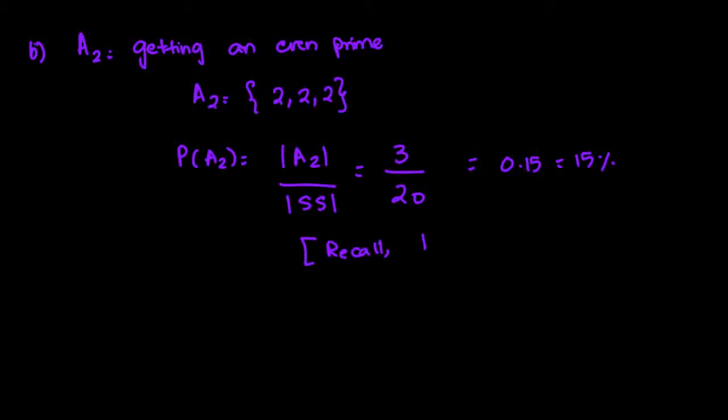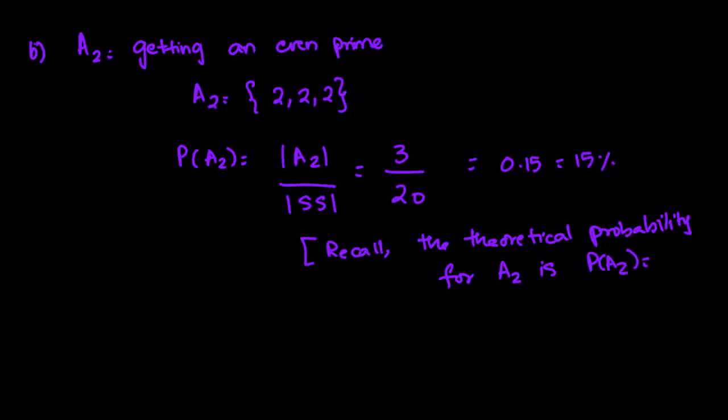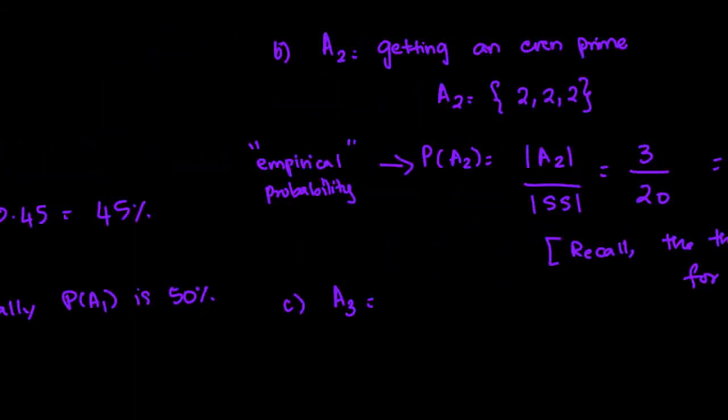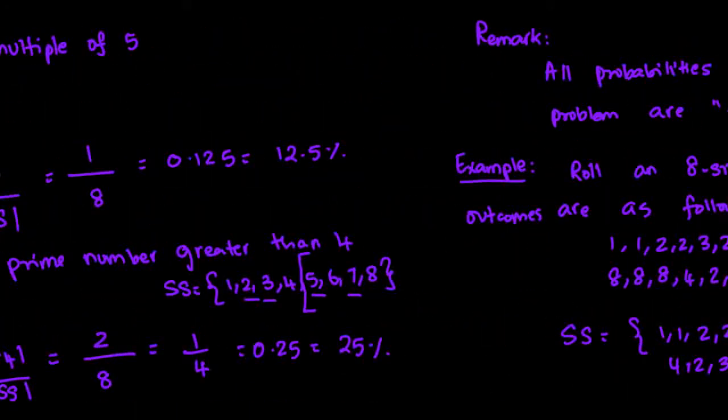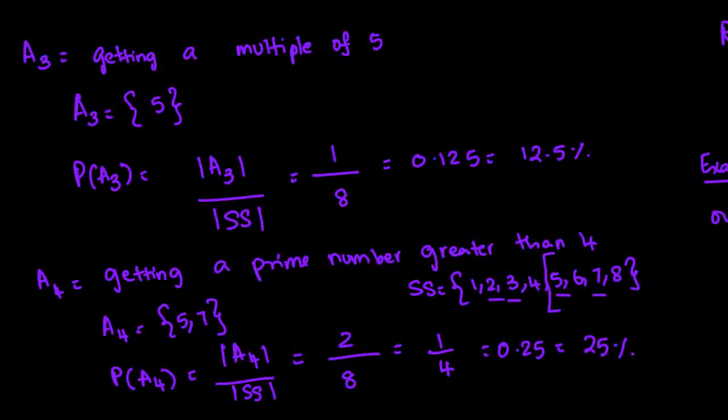Recall the theoretical probability for A2 was 12.5% or 0.125. This is what we call the empirical probability. Empirical probability is a probability that is found using a set of observations. Theoretical probability is what we find using theory, what it actually should be. A3. Let's go back to the problem. I believe A3 was getting a multiple of 5 and A4 was getting a prime number.